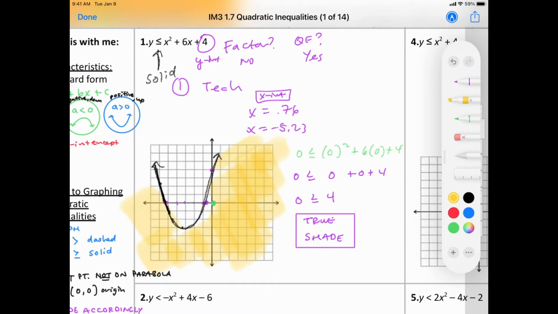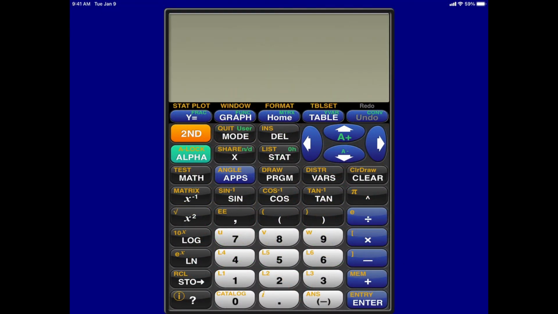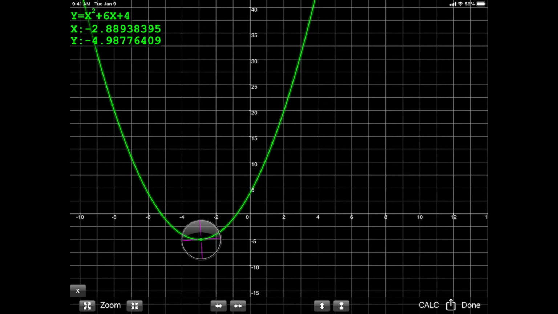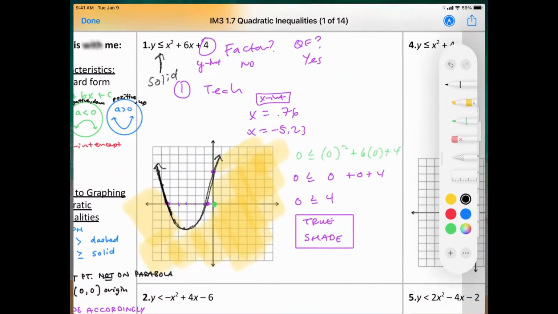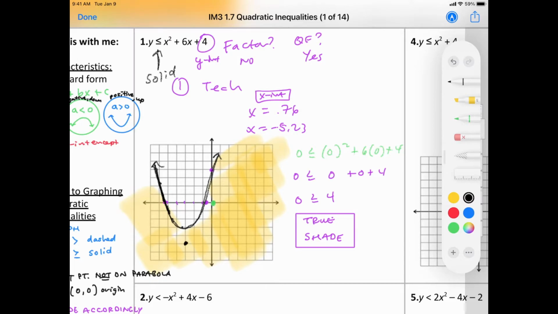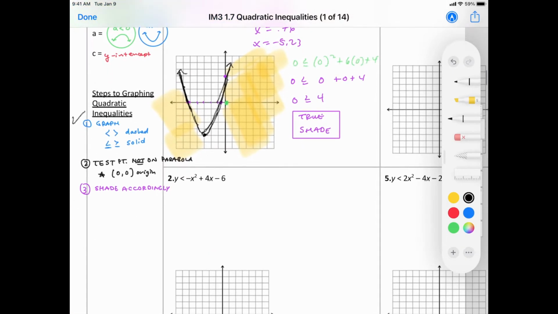I could have gone for the vertex. That probably would have been a good one. Let's get that. There, my minimum is -3, -5. Left 3, down 5. So that would have been a better graph. Let's see if we can make it a little bit more accurate. Something like that. Okay? All right, question number 2.